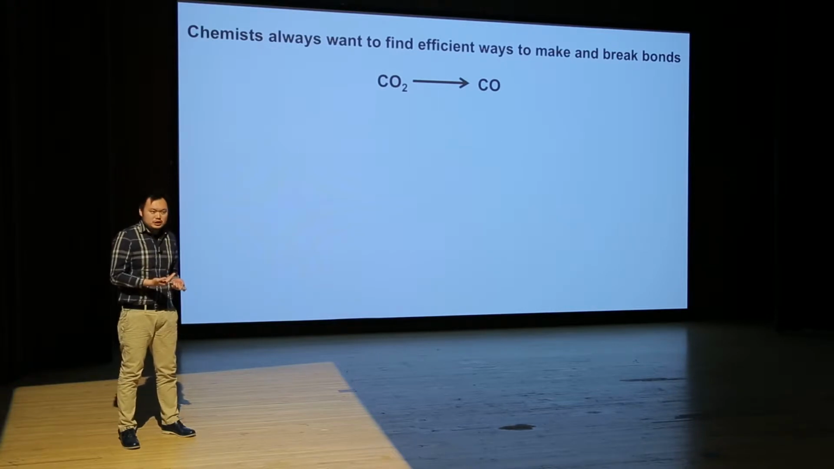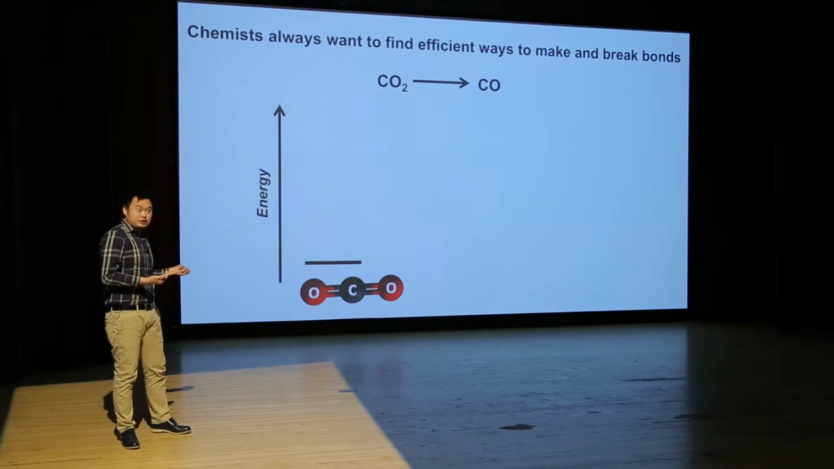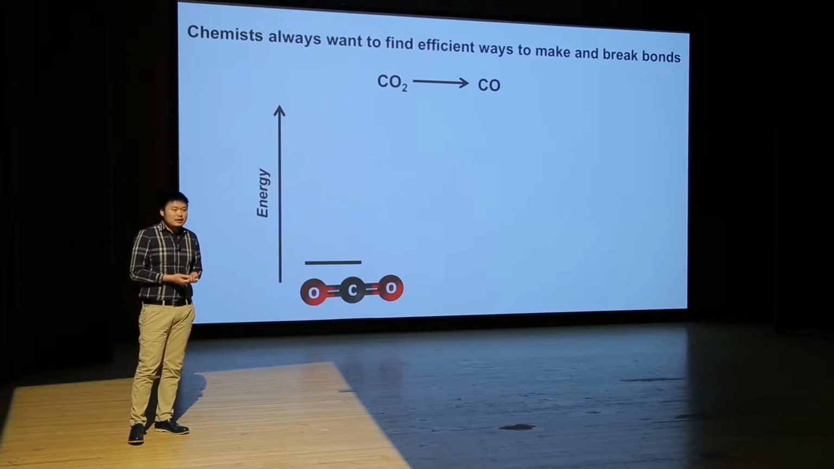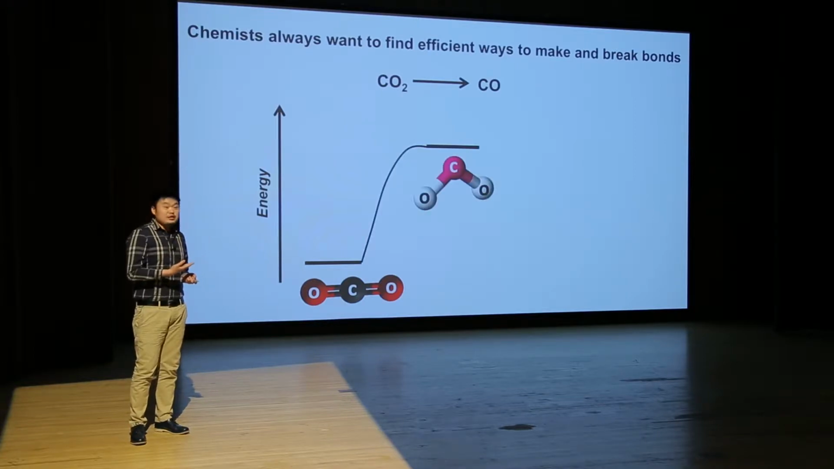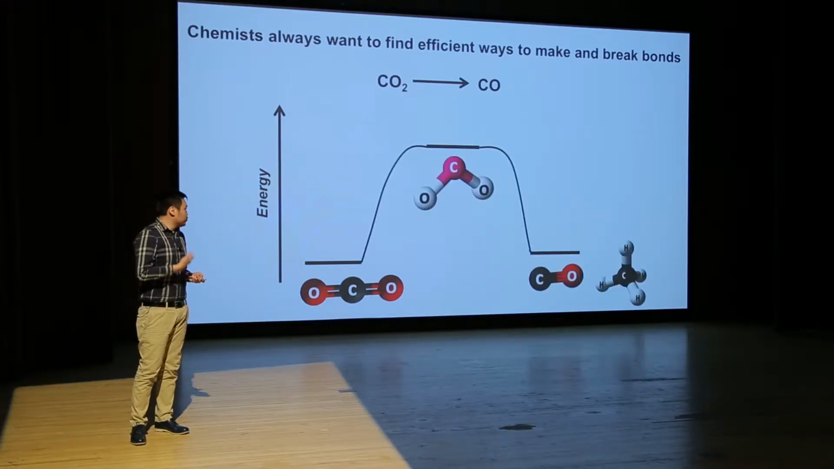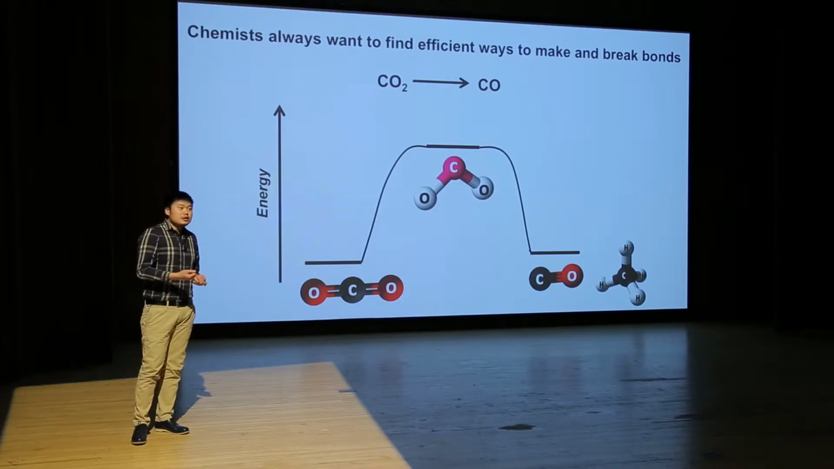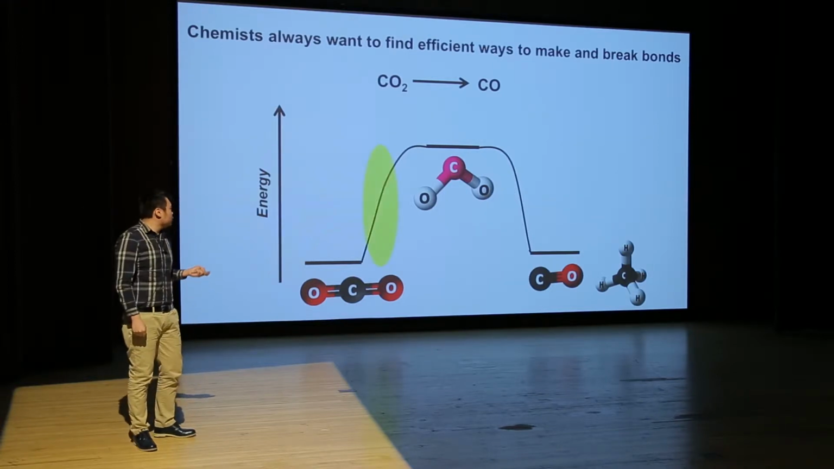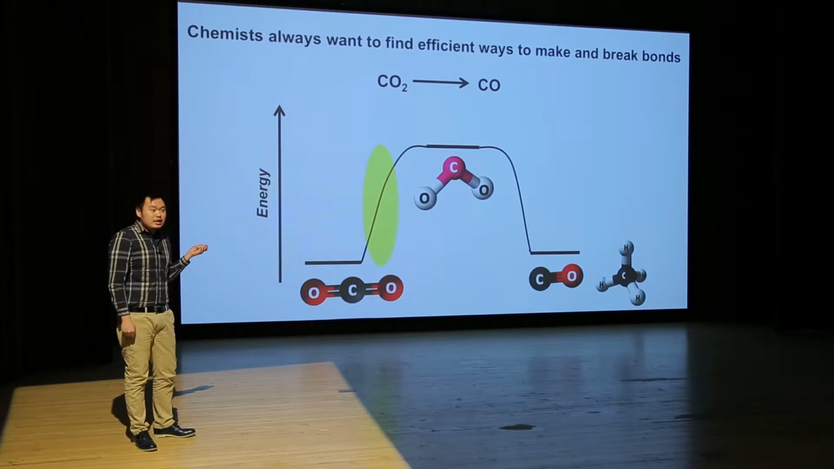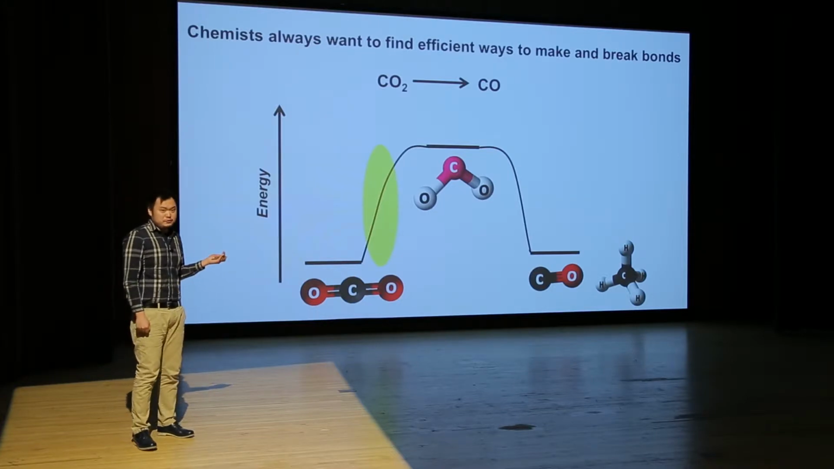From a chemical perspective, we have to start from our starting material, which is carbon dioxide. And we have to go through an intermediate state in order to reach our final product. So from this picture, it's very clear that we have to input this amount of energy in order to drive this chemical transformation. And it'll be nice if we can actually utilize sunlight to do so.